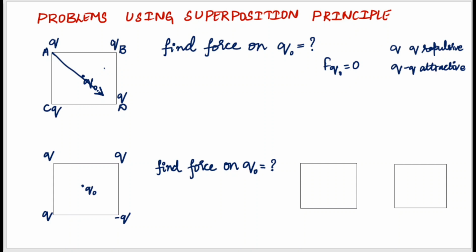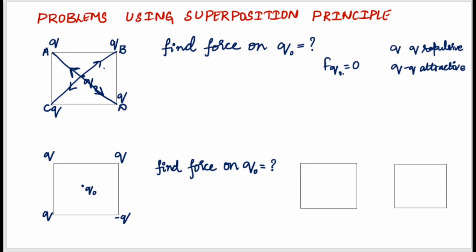The force on q naught because of this q will be in this direction. It is also repulsive, right? The force on q naught because of this q is again repulsive, and the force on q naught because of this q is also repulsive. So the effects will be opposite to each other and will cancel out. You can easily see from the diagram that the forces are opposite to each other and cancel out along diagonal one, and here also the forces cancel out along diagonal two, from the superposition principle.